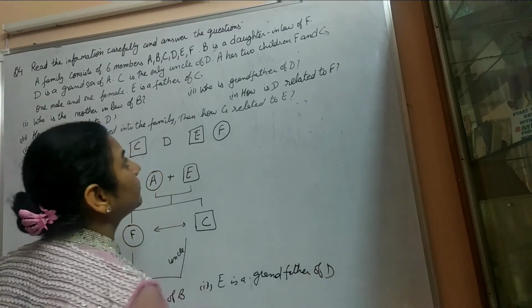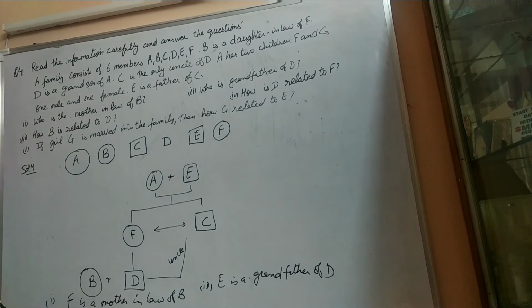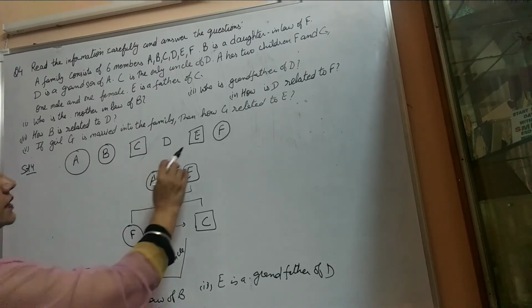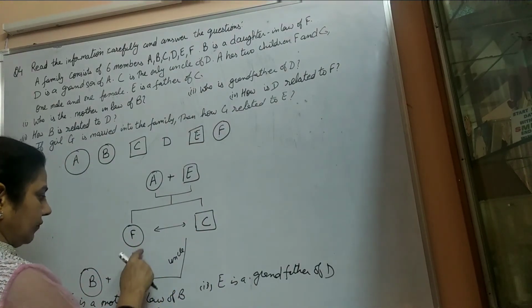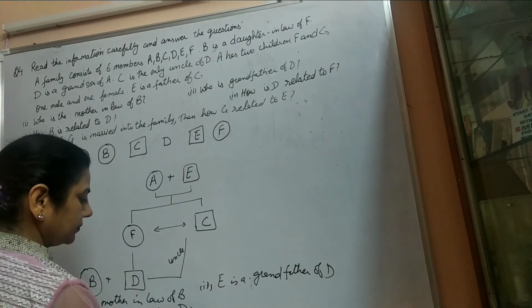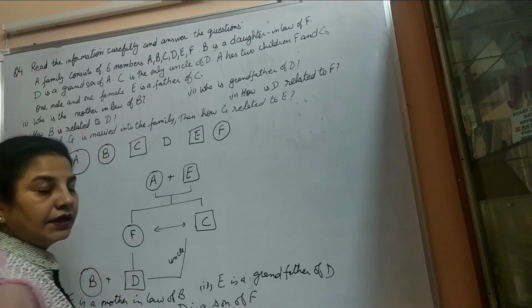Next, how B related to D? They are husband and wife. B is a wife of D. Next, how D related to F? D is a son of F.